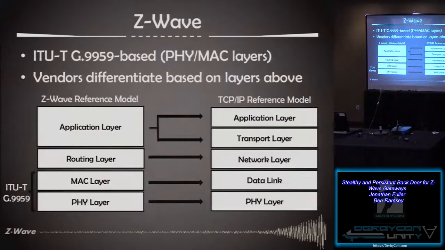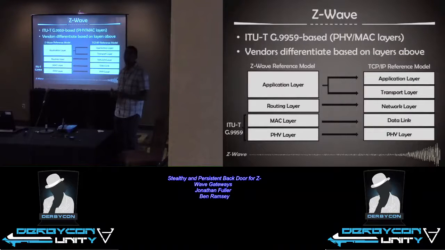Z-Wave is based on the ITU-T G.9959 recommendation. It specifies short-range narrowband communication in the sub-gigahertz spectrum. Depending on the country that the Z-Wave protocol is being used in, the frequencies will vary. Specifically in the US, it's 908.4. In Europe, it's, I believe, 860. So it just varies depending on region.